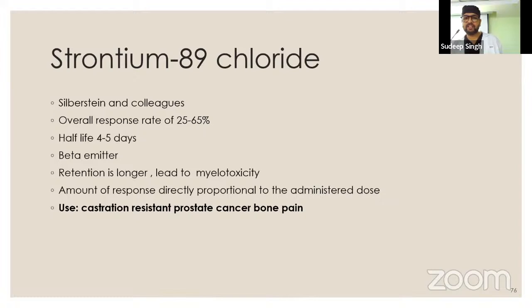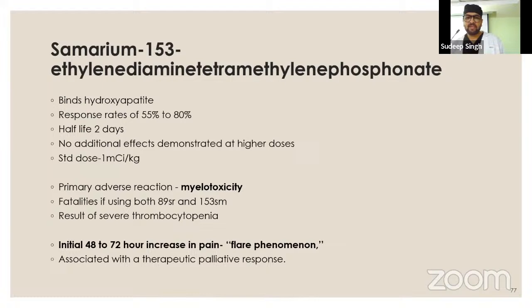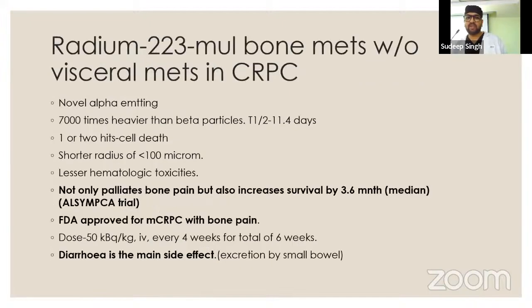Strontium 89 is used in castration-resistant prostate cancer bone pain. Samarium, the adverse reaction is myelotoxicity, and the initial 48 to 72 hour increase in the pain known as flare phenomenon. Radium 223 not only palliates bone pain, but also increases survival by three months based on the ALSYMPCA trial, and is FDA approved for mCRPC with bone pain. The main side effect is diarrhea because it is excreted by the small bowel.